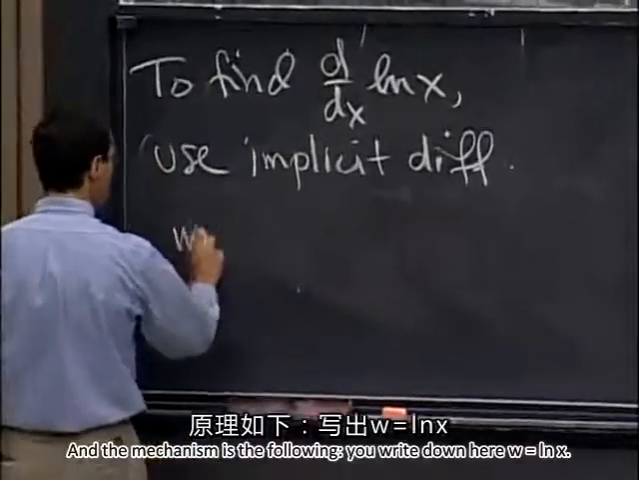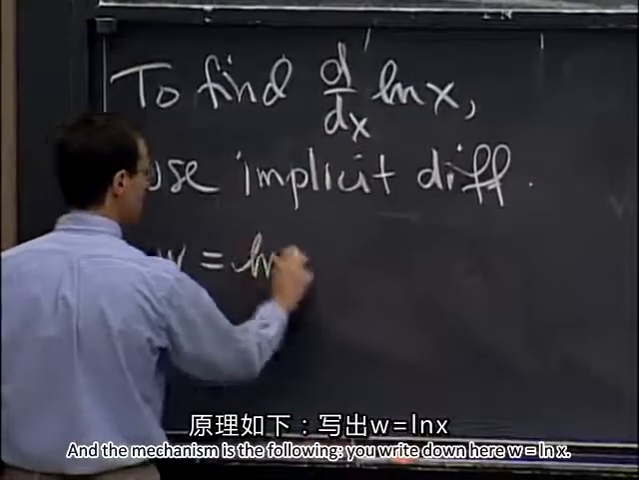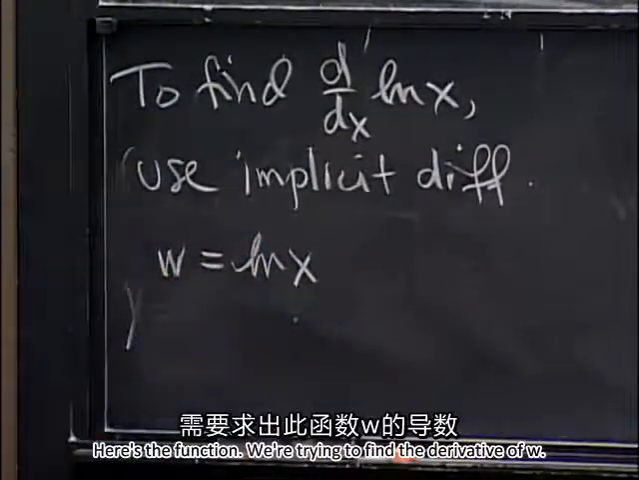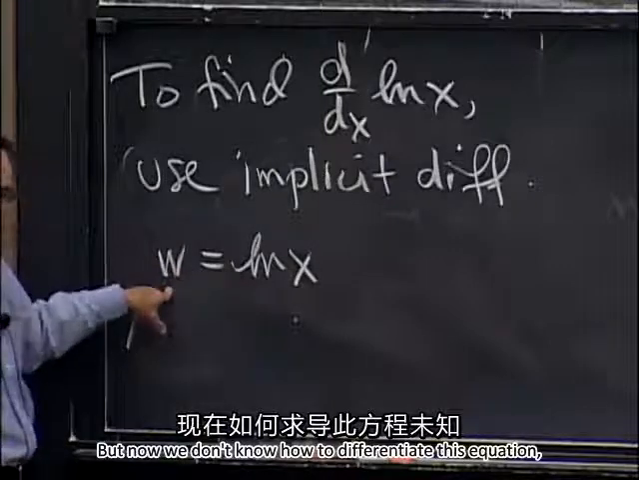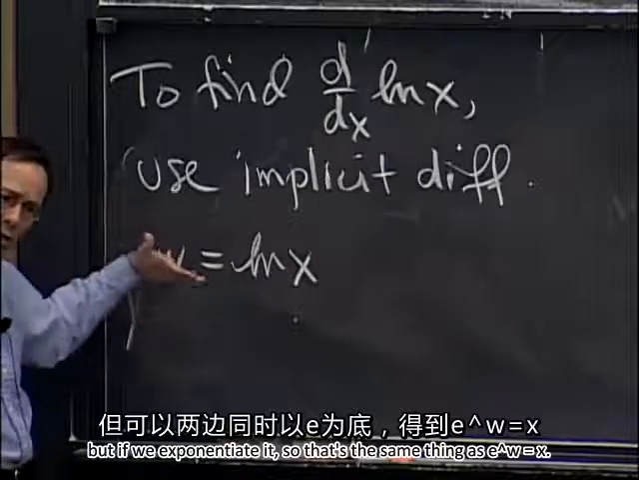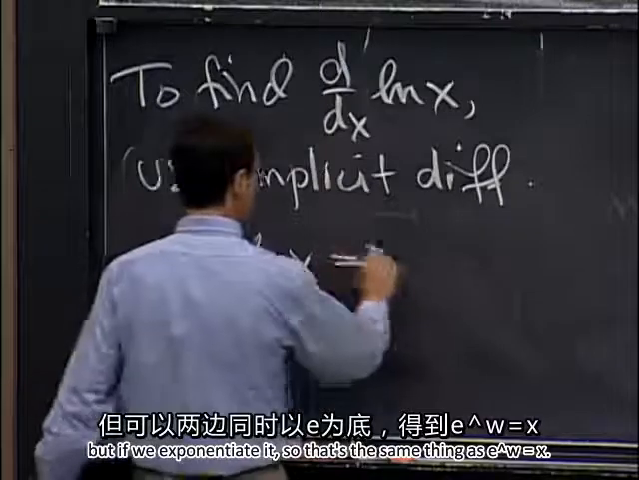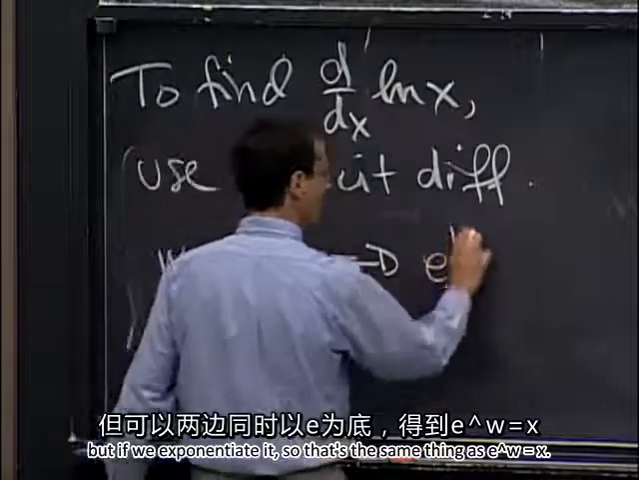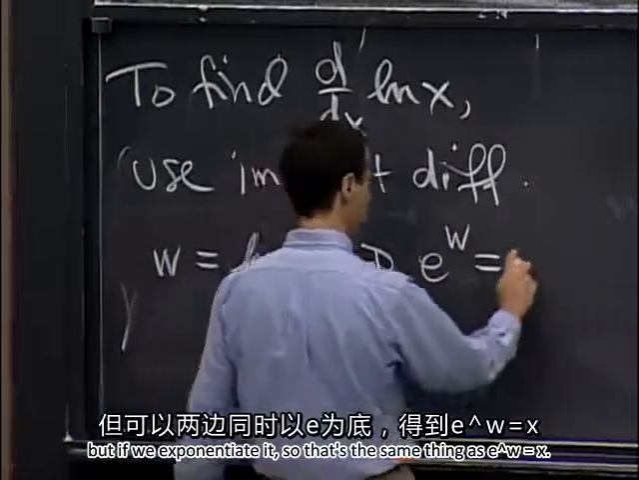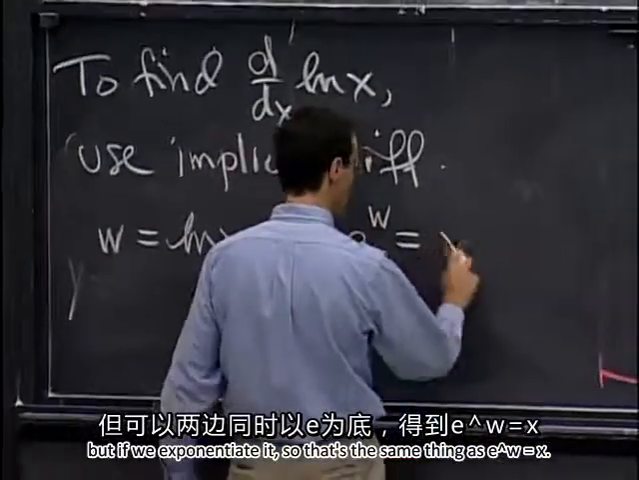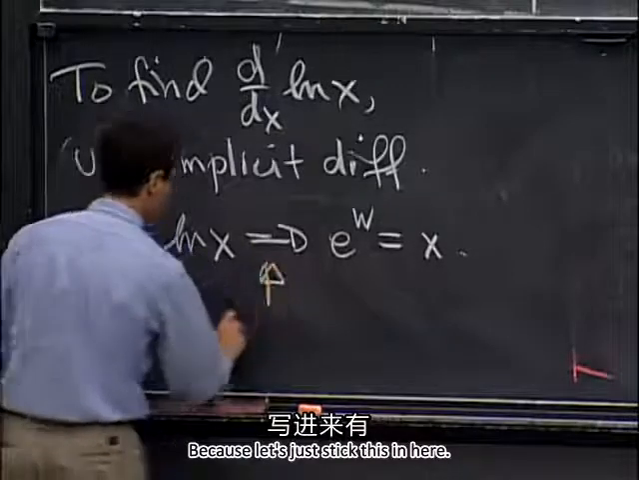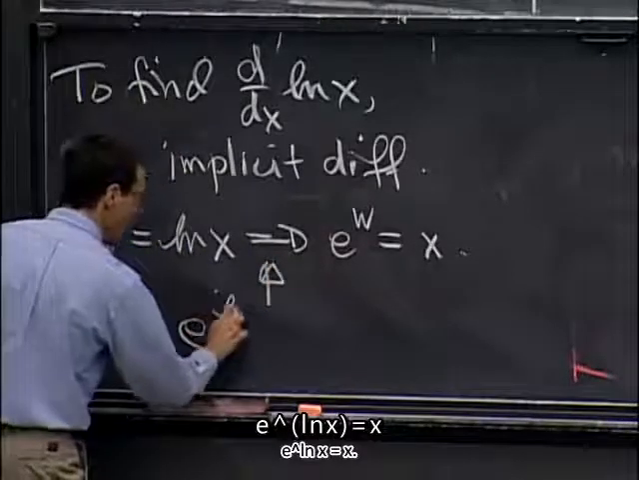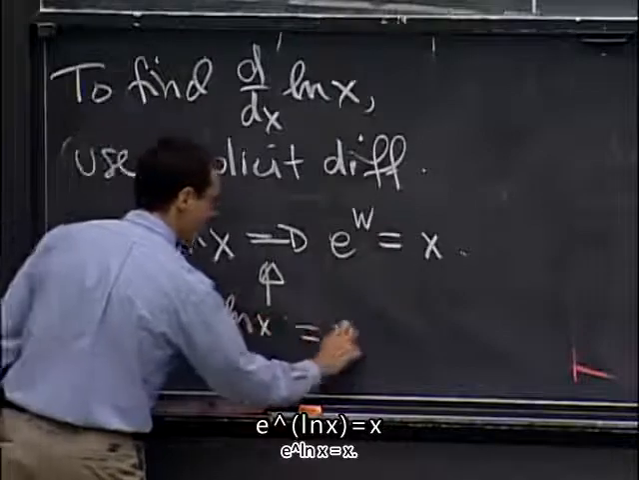You write down here w is equal to log x. All right, here's the function. We're trying to find the derivative of w. But now, we don't know how to differentiate this equation, but if we exponentiate it, that's the same thing as e to the w is equal to x, all right? Because e to the log x is equal to x.